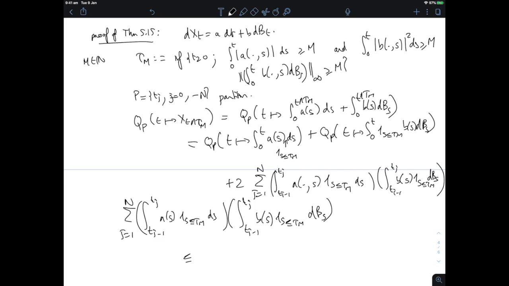So this would be the quadratic variation. So the quadratic variation, t goes to the integral from 0 to t of as times this indicator function ds raised to the 1/2, times the same thing from the bs part.